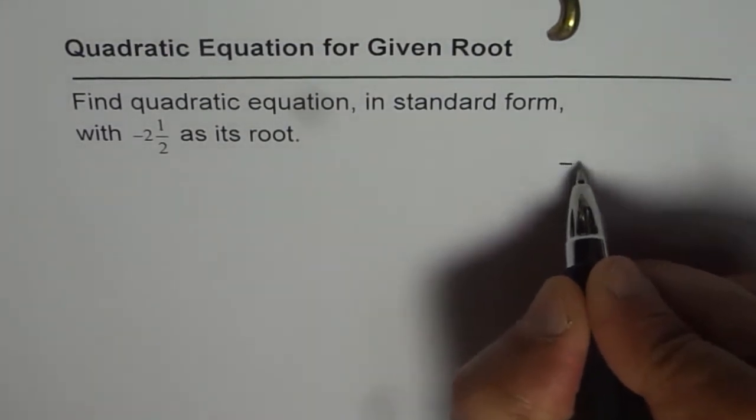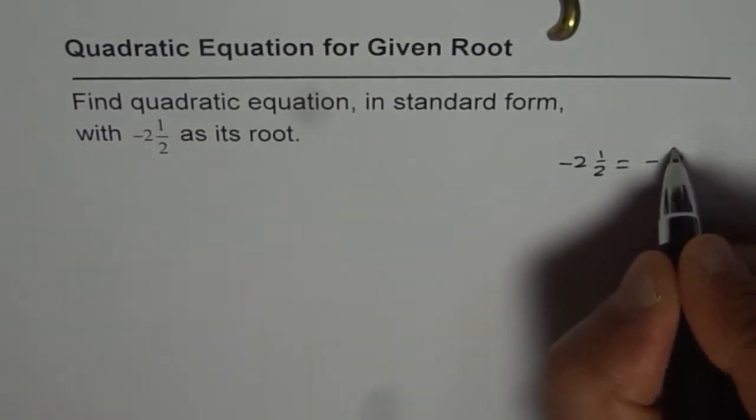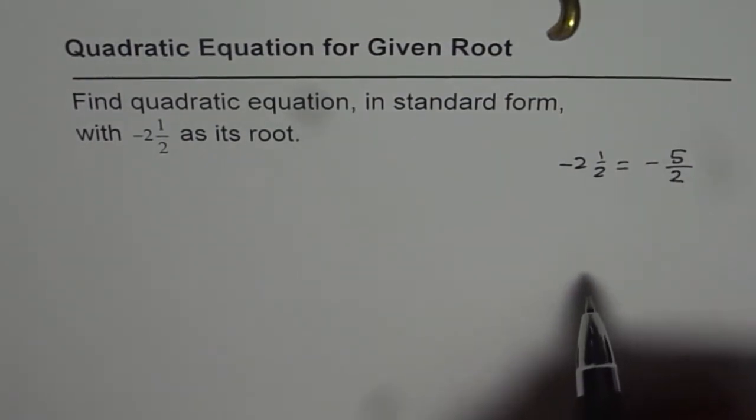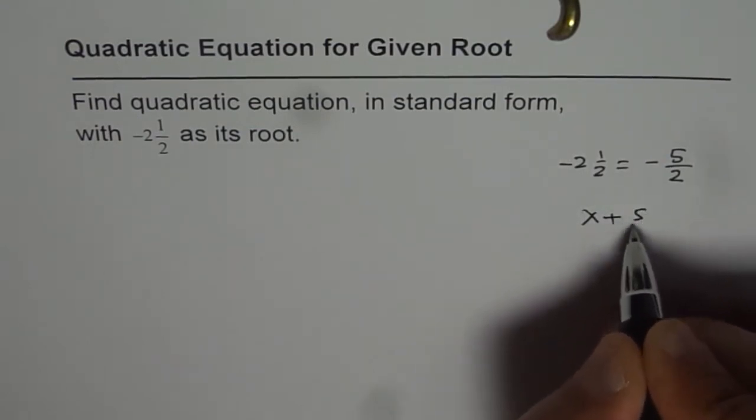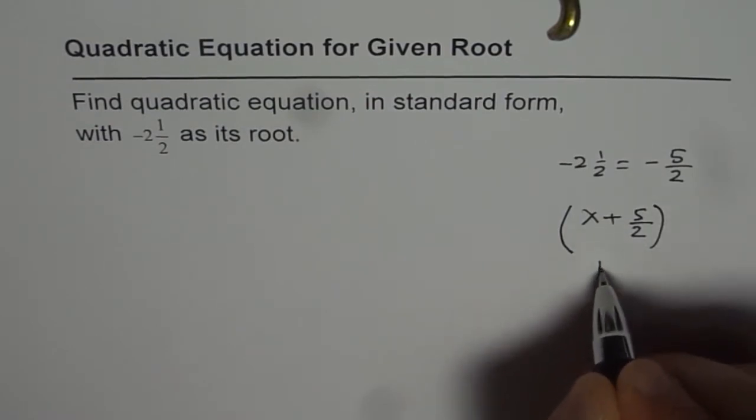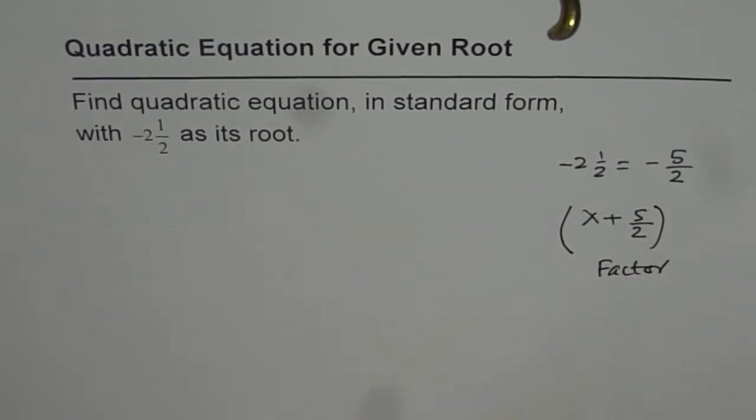So we can write minus 2 and a half as minus 5 over 2, right? Now if minus 5 over 2 is a root, that means x plus 5 over 2 is a factor, correct? So that has to be a factor, correct? So that is the strategy to be applied here.